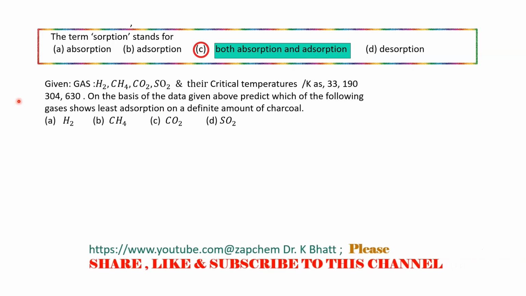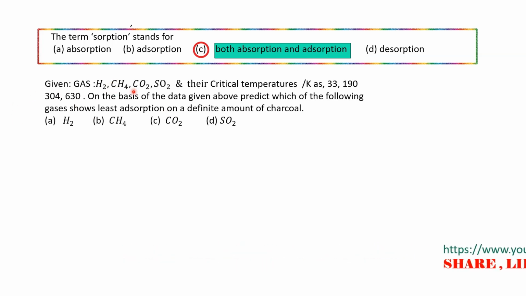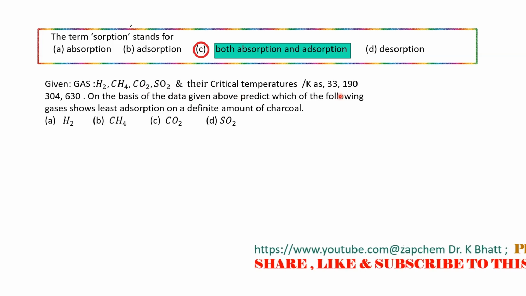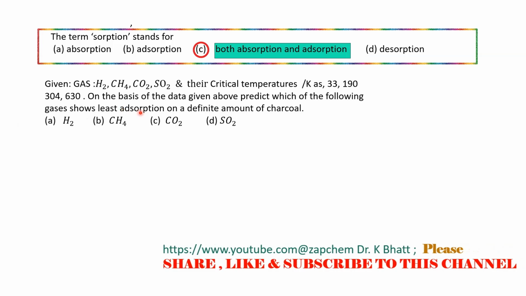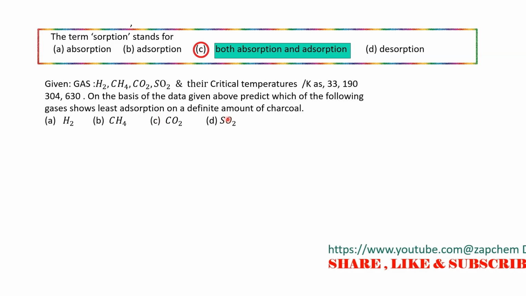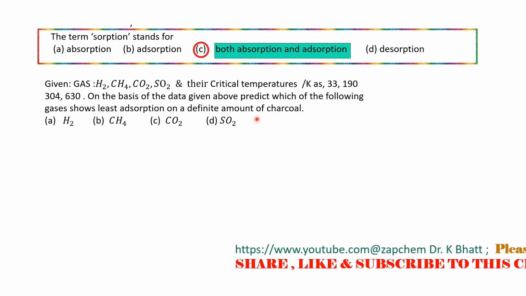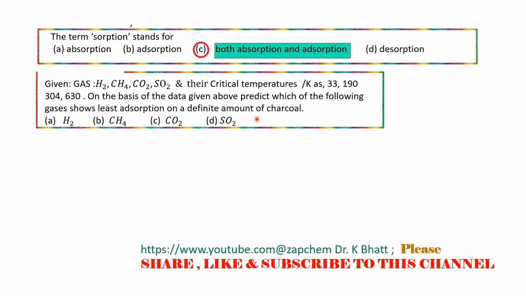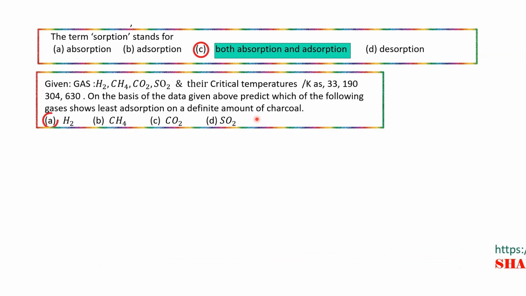Again, given gases H2, CH4, CO2, SO2 and their critical temperatures are given here. On the basis of the data given above, predict which of the following gases show least adsorption on a definite amount of charcoal. The correct answer is H2, hydrogen.